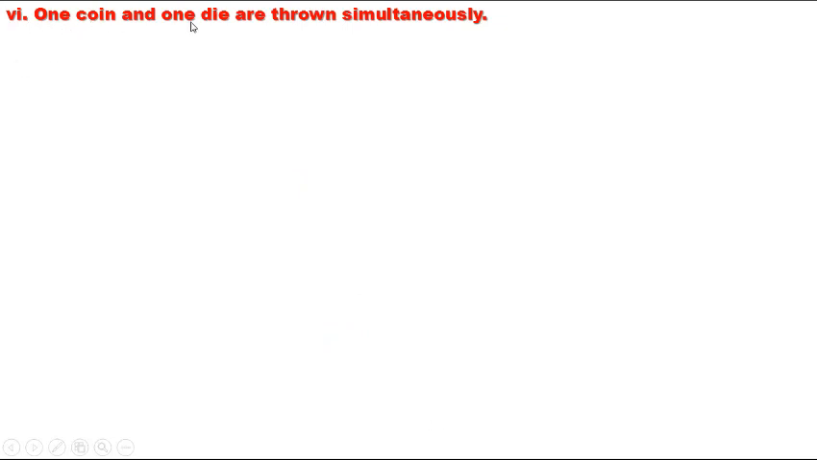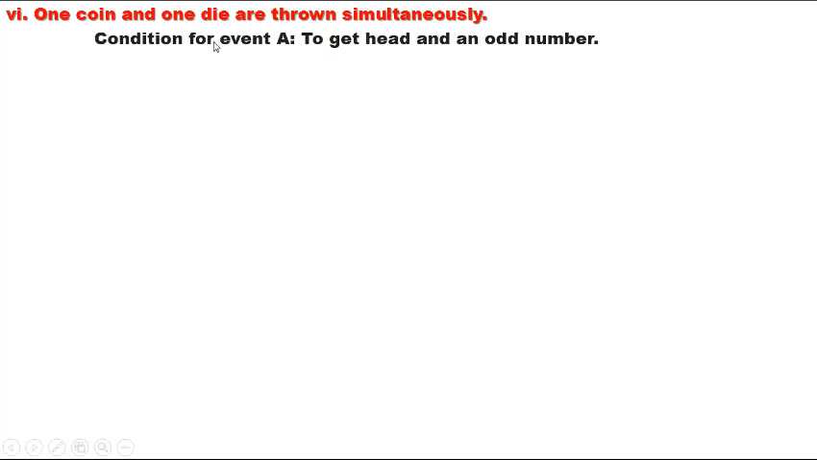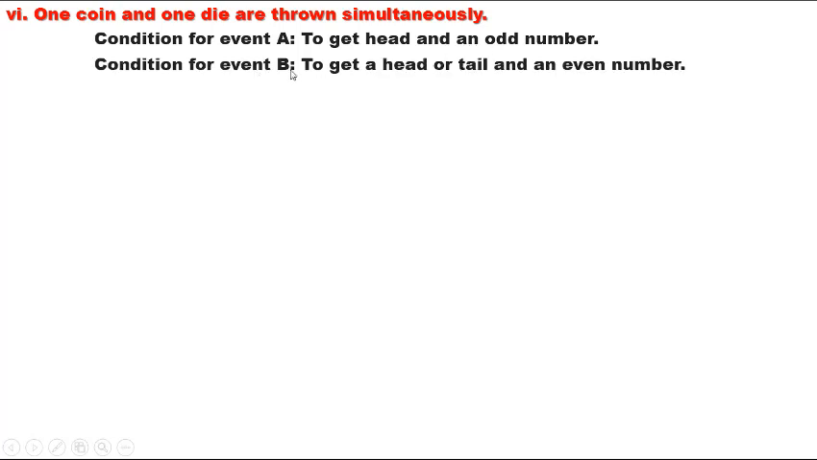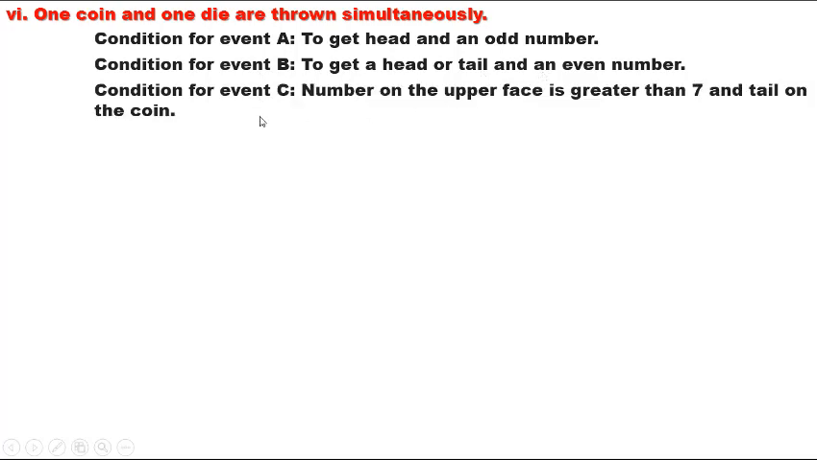Sixth, one coin and one die are thrown simultaneously. Condition for event A: to get head and odd number. Condition for event B: to get head or tail, and even number. Condition for event C: number on the upper face is greater than 7 and tail on the coin.